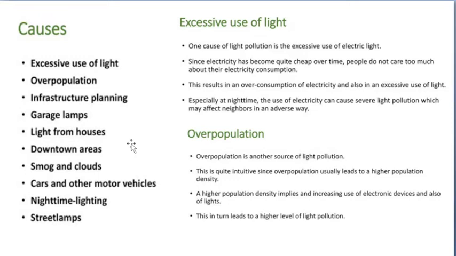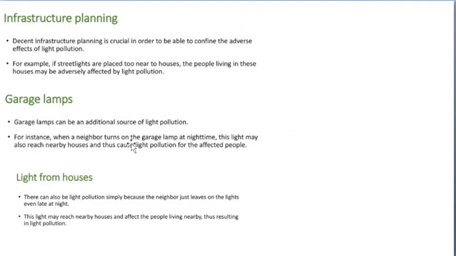Then overpopulation. Overpopulation is another source of light pollution. This is quite intrusive since overpopulation usually leads to a higher population density. A higher population density implies an increasing use of electronic devices and also of lights. Then infrastructure planning, garage lamps, and light from houses are also sources of light pollution.